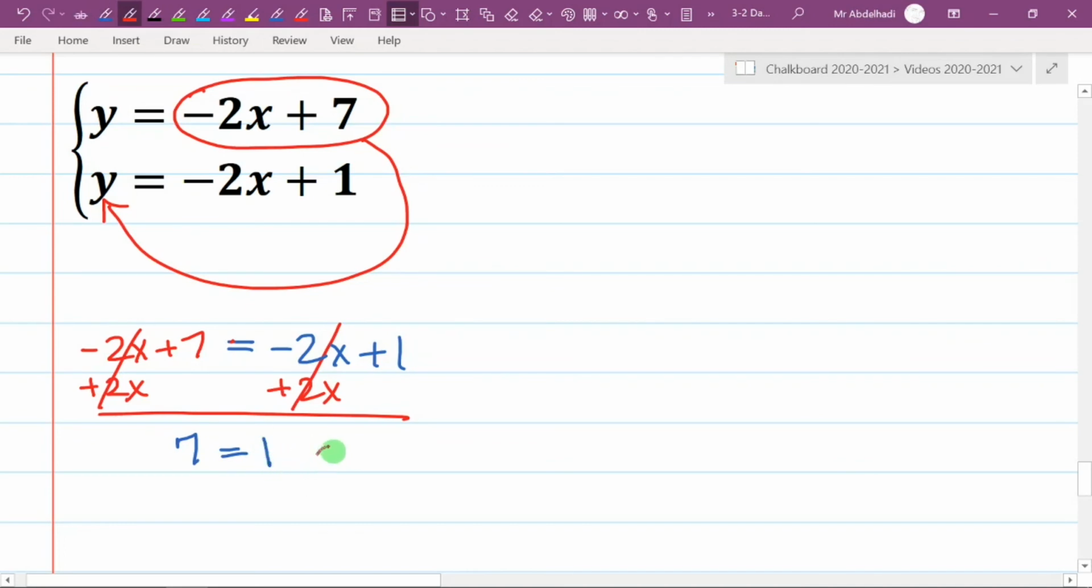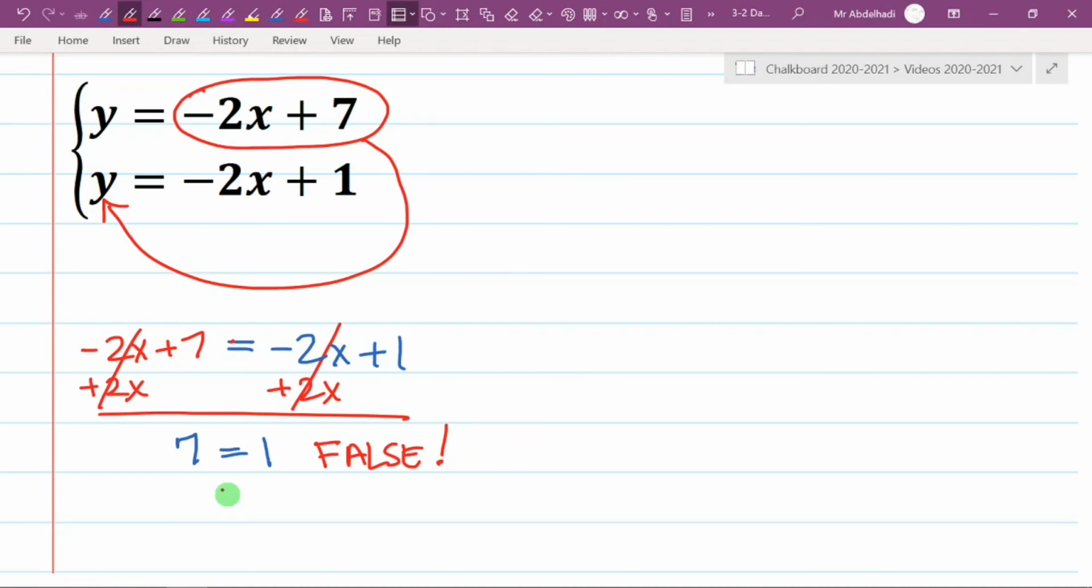And I don't know about you, but 7 does not equal 1. Okay? That is truly false. Patently false. That is not true. That is not going to work. So what this thing is telling you is, where do these two lines cross? They cross whenever 7 equals 1, which is never.